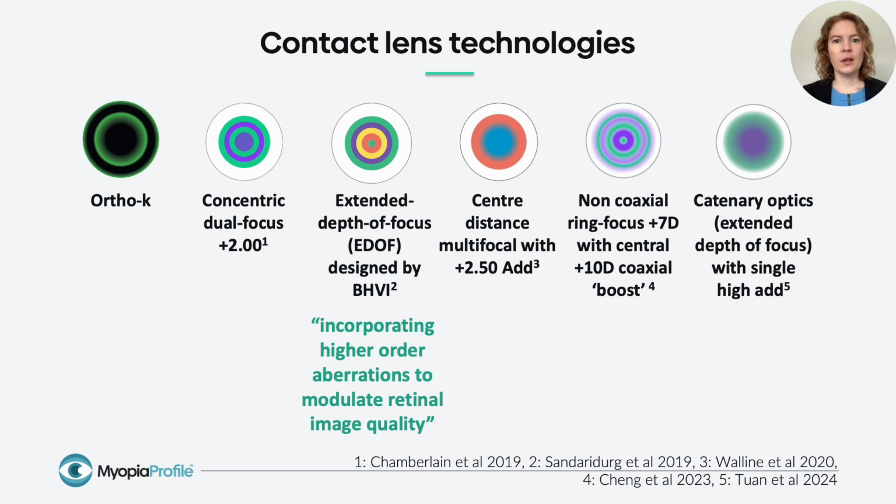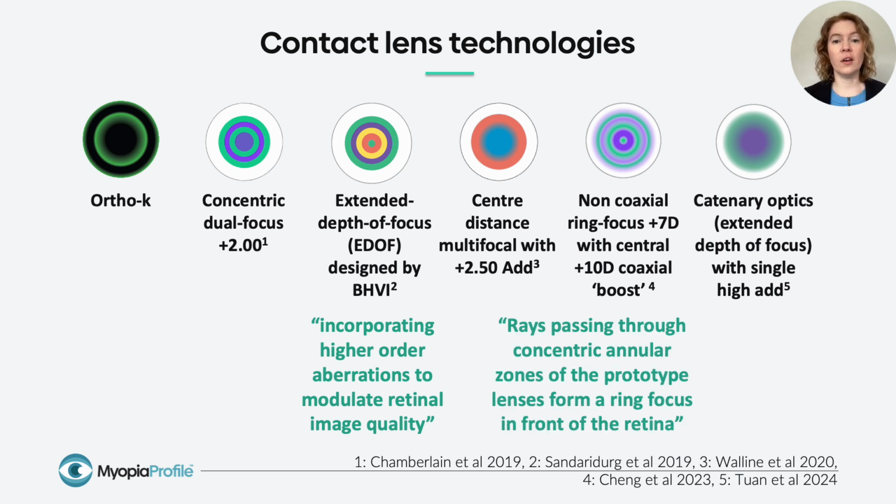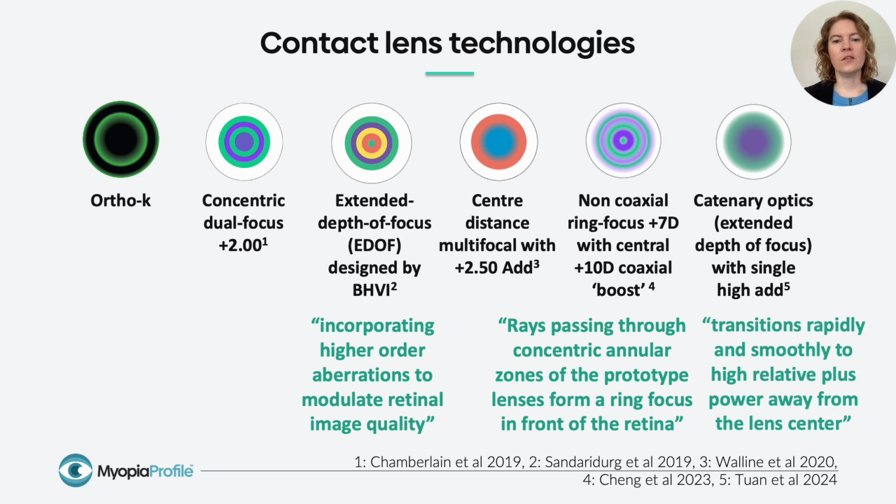And then we have some newer kids on the block in terms of the research on the right of the slide. Now, the second last lens is a non-coaxial ring focus lens with very high levels of add power. And this is described in its paper as rays passing through concentric annular zones of the prototype lens, which form a ring focus in front of the retina. So this is thinking differently about the location of the defocus, but still creating that defocus. And finally, the quaternary optics is described as having a rapid and smooth transition to a high relative plus power away from the lens center and creating a significant depth of focus effect as well.